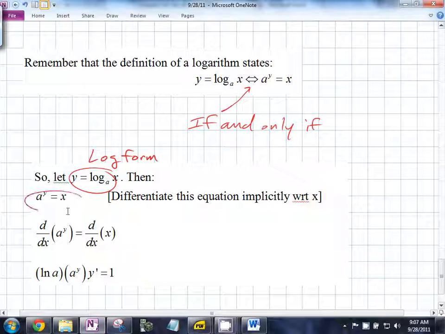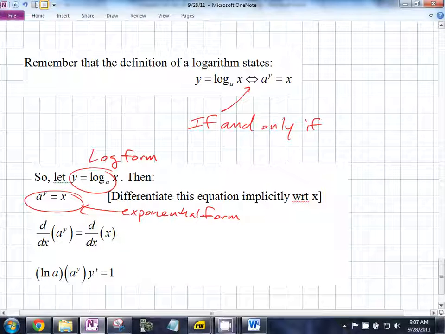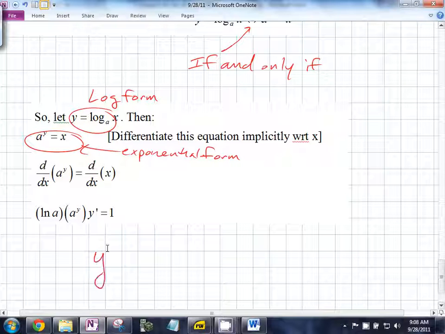Now we're going to differentiate, but we have to differentiate implicitly because y is in the power. So what's the derivative of a to the y? ln a times a to the y times y prime equals, what's the derivative of x with respect to x? 1. So can we isolate y prime? Yep. y prime is equal to 1 over ln a times a to the y. What is a to the y? x. So we end up with 1 over x ln a. So if y is equal to log base a of x, the derivative is 1 over x ln a.